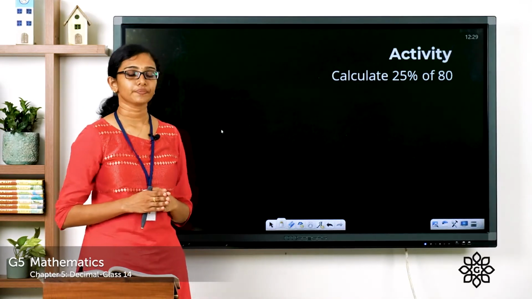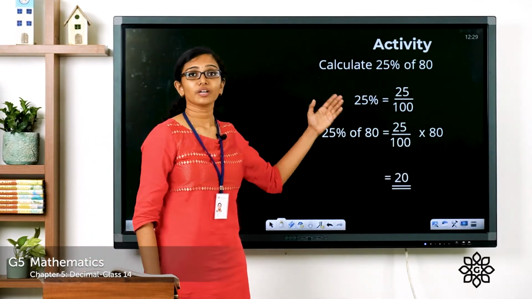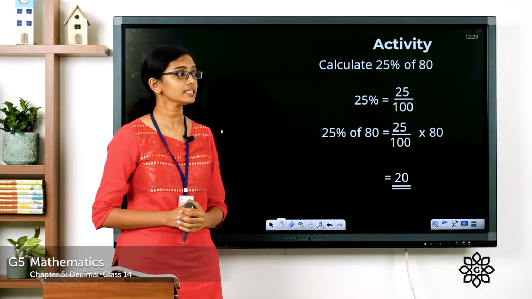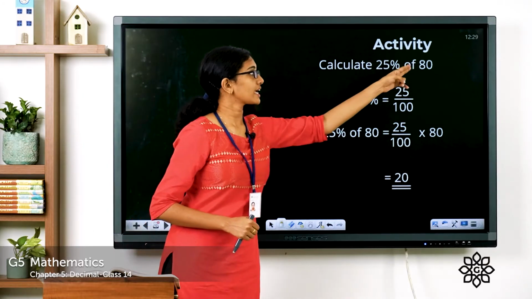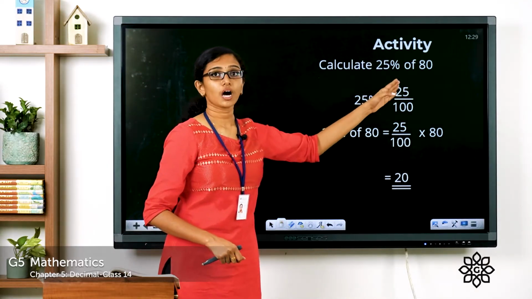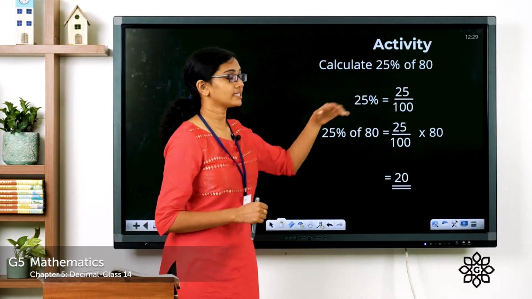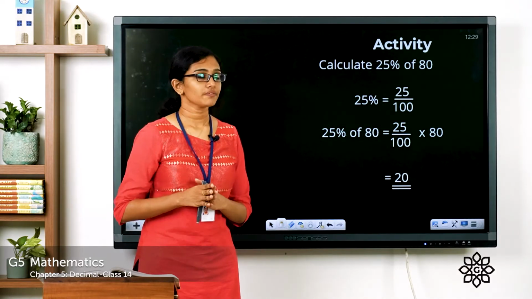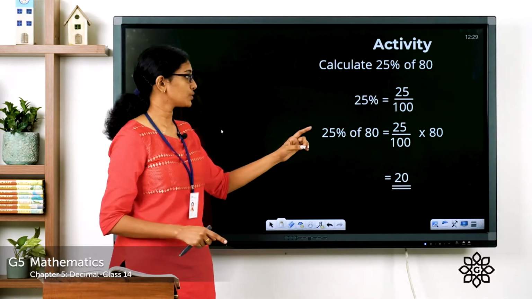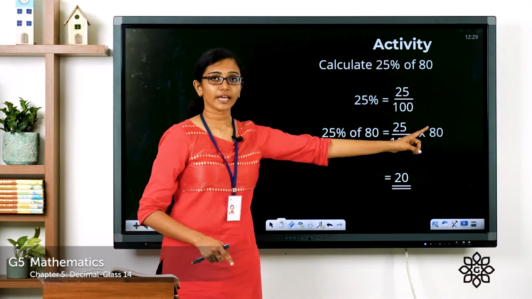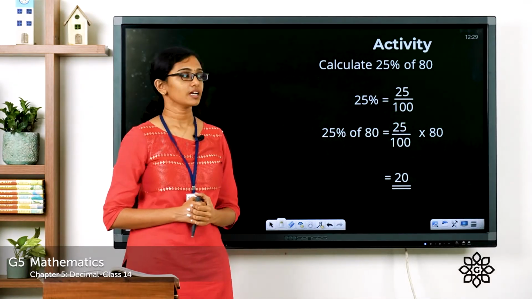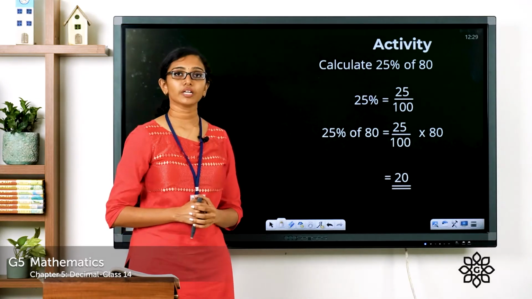25% of 80. And what is 25%? 25% means it's 25 out of 100. And it means you are dividing this 80 into 100 equal parts and you have to find out 25 out of these 100 equal parts of 80. How do we find that? 25% of 80 is equal to 25 by 100 of 80, which is equal to 25 by 100 into 80. Now, what is 25 by 100 into 80?